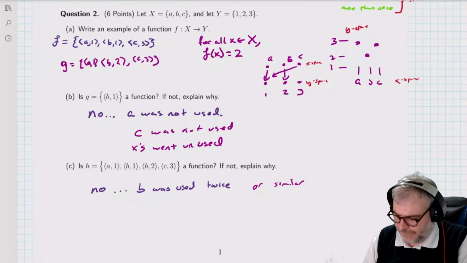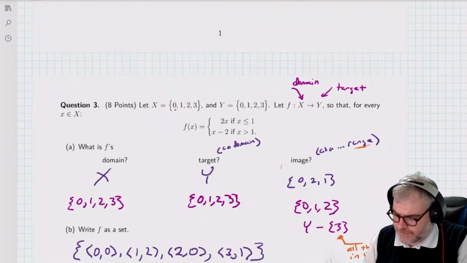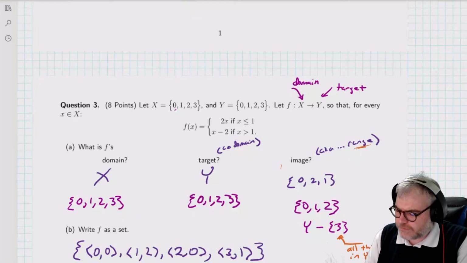Okay. All right. Let x equal 0, 1, 2, 3. Y equals 0, 1, 2, 3. Let f go from x to y so that for every x in x, f of x equals this rule. What is the domain of f? Well, it's x. How do I know? I told you. You could have also written 0, 1, 2, 3 as a set.